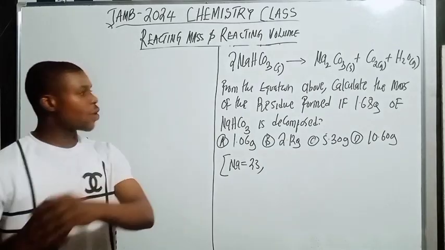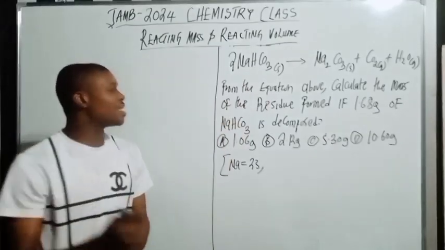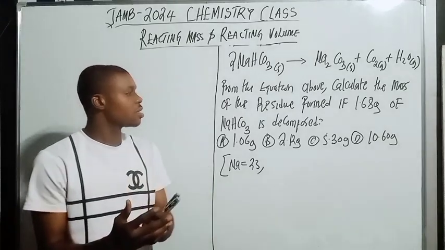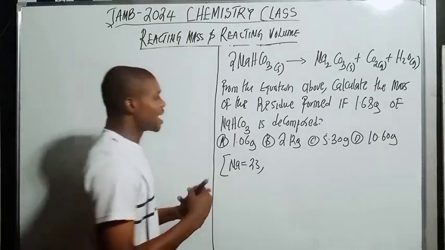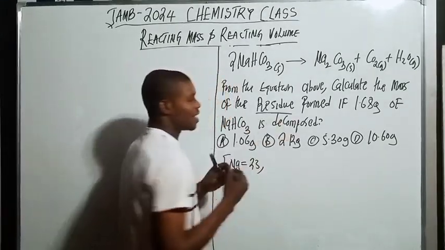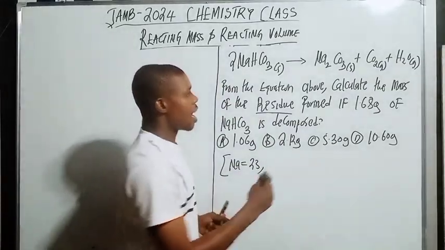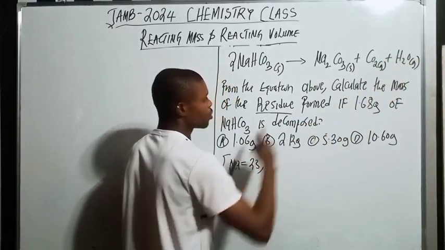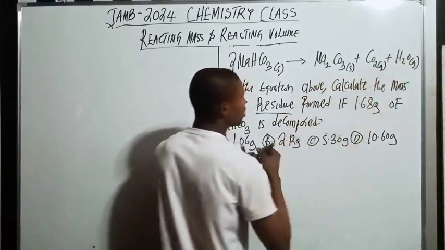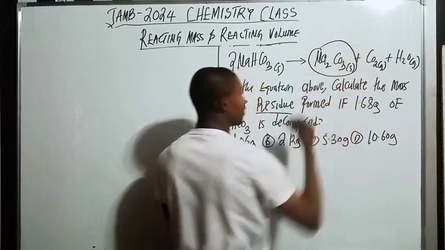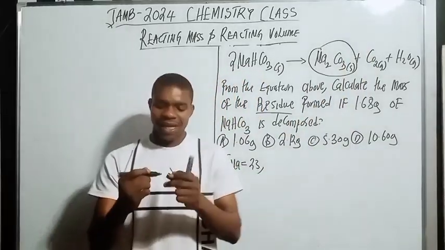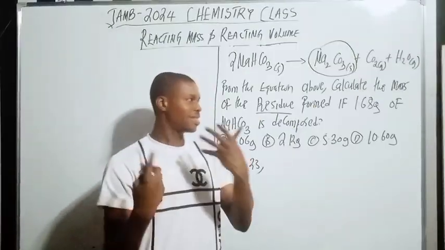From the equation above, calculate the mass of the residue formed. Now, this was the residue. Residue means a solid that is being deposited. It's from the product side, right? So you have solid, gas. So this is the residue that we're talking about. So whenever you hear residue, it is a solid.